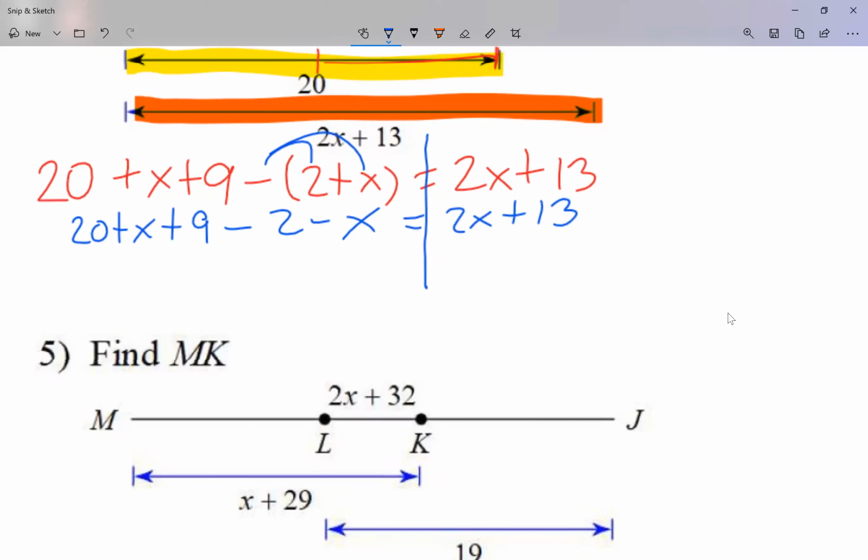Right, I just got rid of parentheses. The next step I got to do is combine like terms. So I notice on the left side, there's 1x minus 1x. So that's 0x. Basically, they cancel out. There's no x's on the left side. When it comes to just numbers without an x, I see 20 plus 9 minus 2. So I'm just going to call that 27.